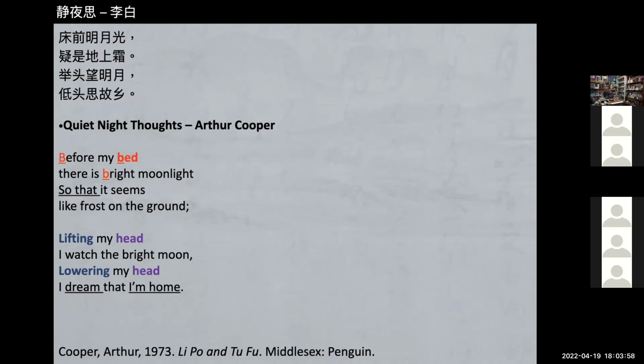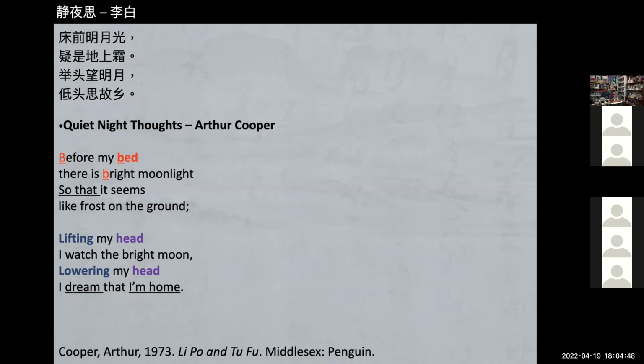Again, lifting and lowering. The original poem is antithetical. So we can't give the translator too much credit because the original is like this. But the credit we can give to the translator is that he used lift and lower, both starting with L, another alliteration. Lifting my head, lowering my head, perfect rhythm in English. And then I watch, I dream. Perfect parallelism. So it's matching the rhythm in the original Chinese text.